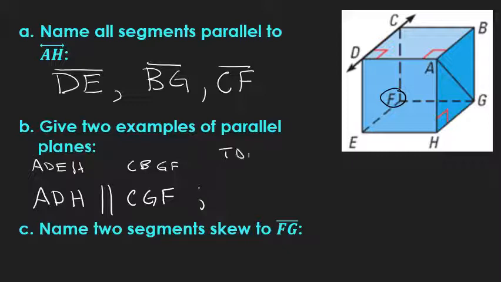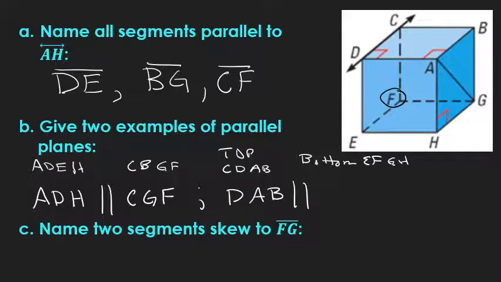Now, the top of the box contains points C, D, A, and B, and the bottom of the box contains points E, F, G, and H. When I go to name those planes, I'm only going to pick 3 letters. So maybe I pick D, A, B for the top plane. And for the bottom plane, again, pick any 3 of the 4 letters. So maybe this time I go with F, G, and H. And know that order is not important. If you wanted to, you could have also used the left side and the right side.